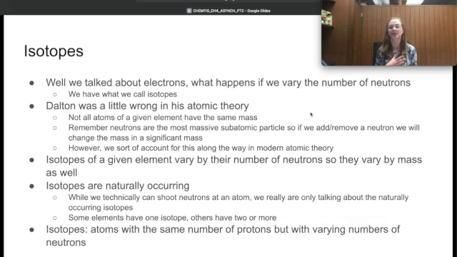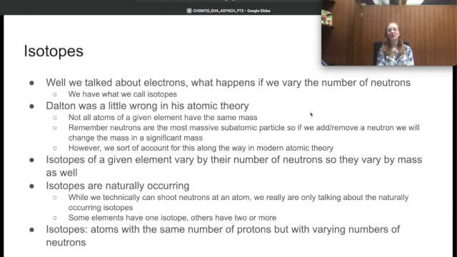We account for this along the way in modern atomic theory. We don't just say Dalton's wrong and toss out the whole thing. We now know that isotopes are a variation of atoms in an element. Isotopes of a given element vary by the number of neutrons, so they have different masses. I'm often going to talk about changing the number of neutrons. However, that's not really how it works. It's just how it works well in English when talking about it.